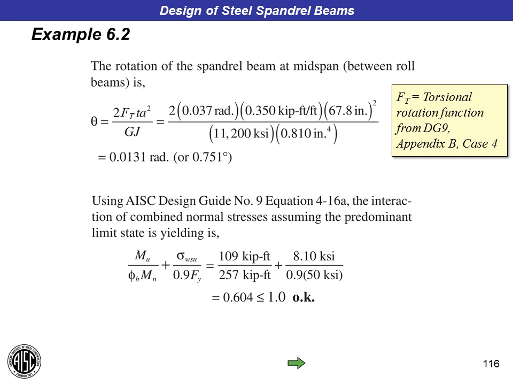And when we run through the math for this, which we do in much more detail in Design Guide 22, we find that the rotation at the midspan between the roll beams is much, much smaller. It's on the range of 0.75 degrees. And the warping normal stresses are also greatly reduced, as you can see here. So the 21 by 50 that we have here is adequate for this load.